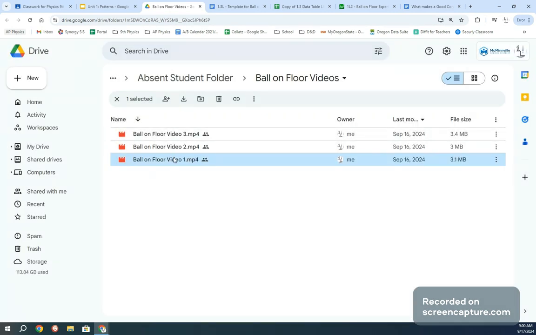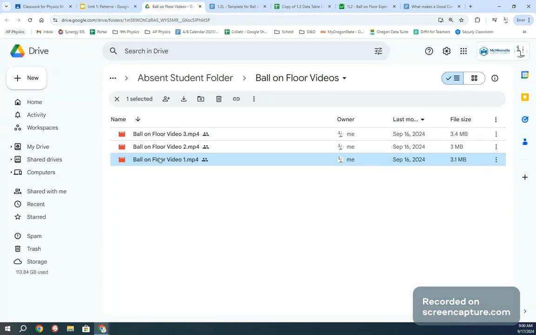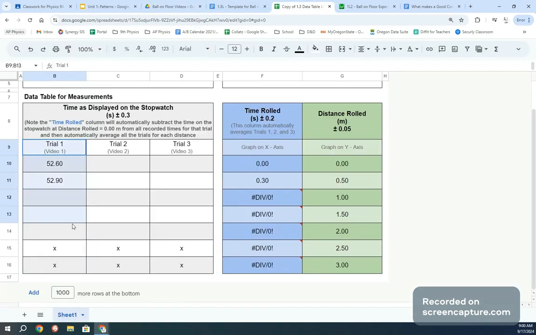Now we've got these other videos. And again, all of these are linked, right? When we click this link, it'll bring us to this folder that has all those videos. So your first video is going to go here, then your second video, and then your third video. So all those times will just get put in, and all of the stuff is going to be pre-calculated for you. So you guys don't actually need to do any calculations.